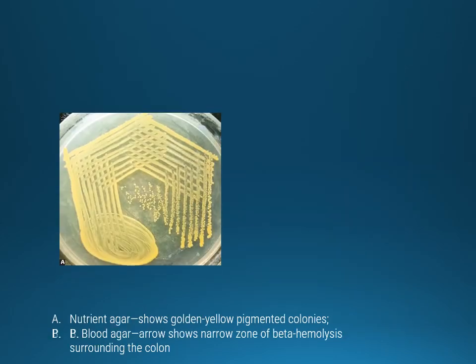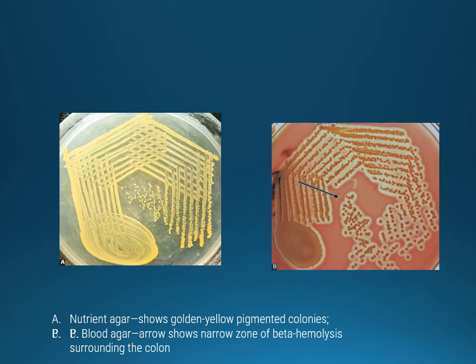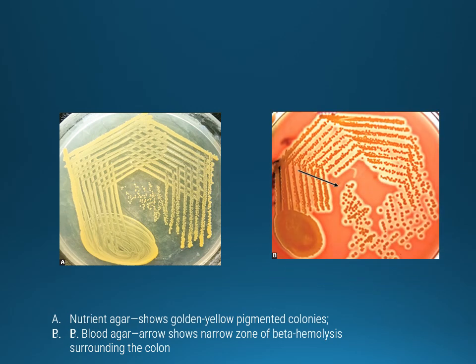Now this is nutrient agar showing the golden yellow pigmented colonies. Second is the blood agar. On blood agar, if it is a pathogenic strain, it shows hemolysis. You are noticing the narrow zone of beta hemolysis surrounding the colony.